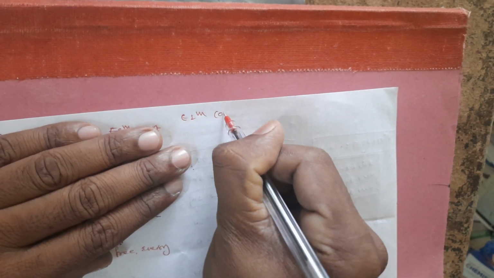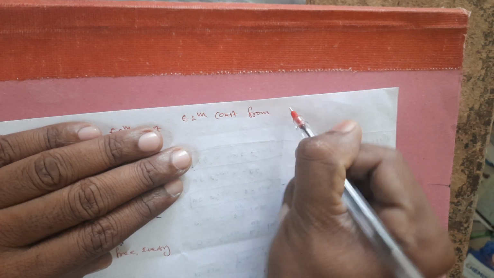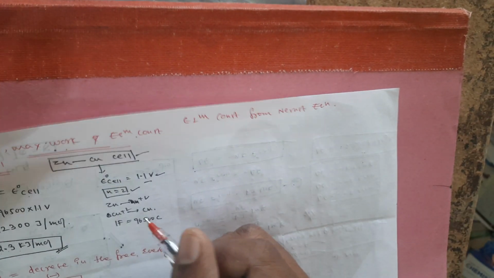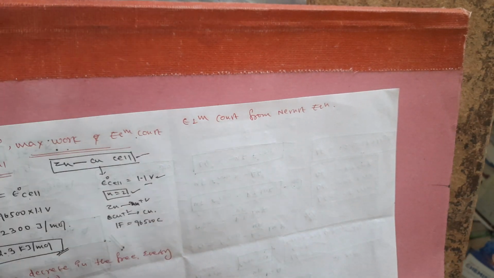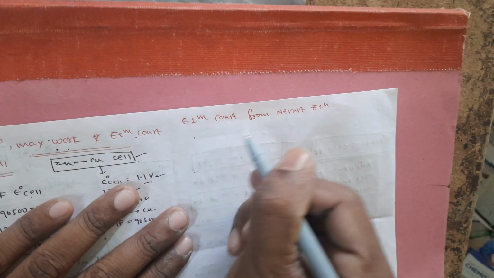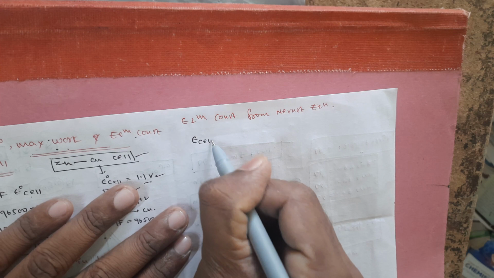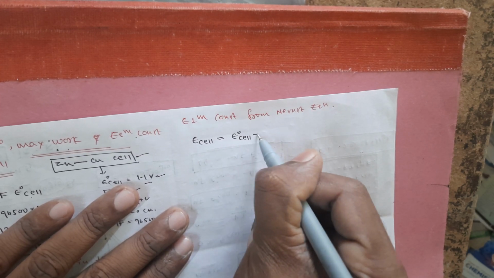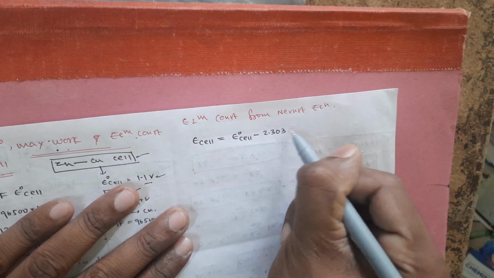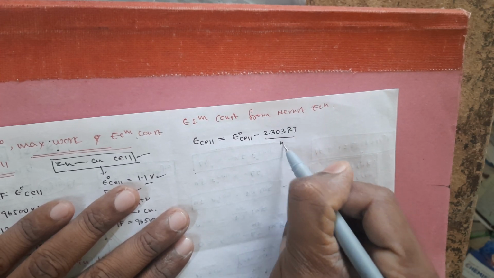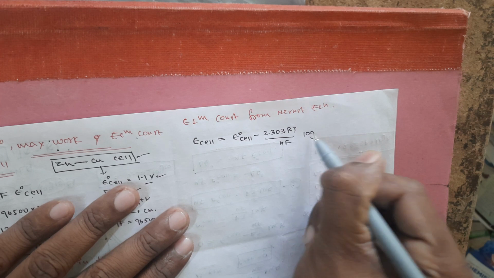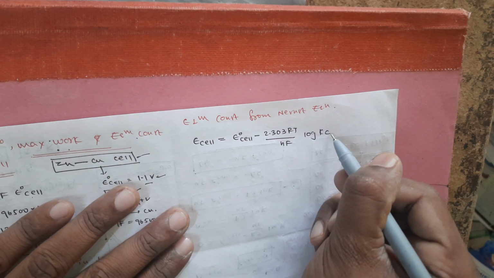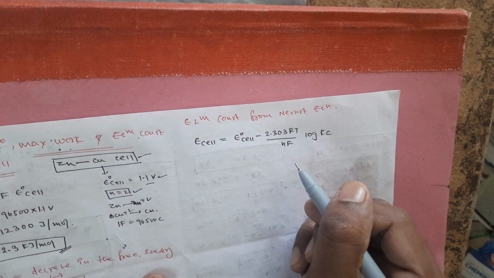Equilibrium constant from the Nernst equation. So how to write the equilibrium constant? In a similar way, first you write the Nernst equation: E cell is equal to E naught cell minus 2.303 RT by NF log base 10 K, otherwise Kc, whatever. K or Kc indicates the equilibrium constant only.